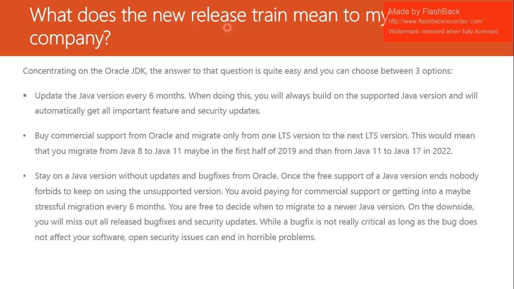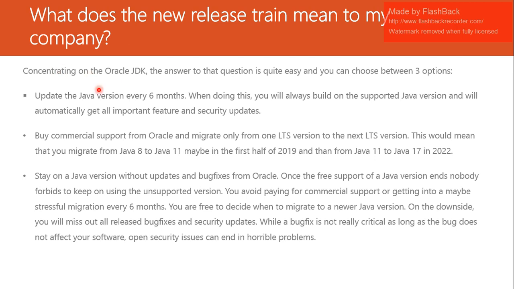So what does this release train actually mean to your company? If Oracle is releasing every 6 months and your company just developed an application, probably you're using Java 12, which is on now, and after 6 months Java 13 came out, and you are like, okay, we have to move our application from using Java 12 to Java 13, and in another 6 months again it comes out, in another 6 months again it comes out. So what does it really mean to your company?